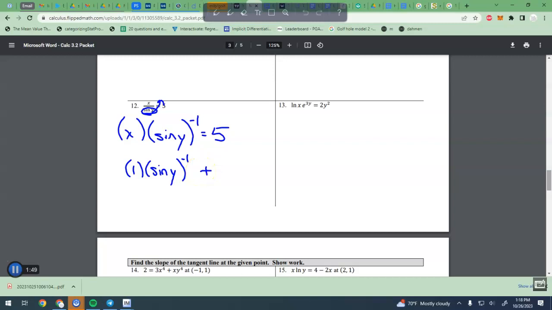Well, g prime has a couple things going on. It's a chain rule. Also, we're going to take the derivative of a y, so we're going to multiply by dy dx. Bring down the negative 1, reduce the power by 1, leave that sine of y inside, and then what do I multiply by? The derivative of the inside, which is cosine y, and then what do I multiply by? dy over dx, because I took the derivative of a y. And then the derivative of 5 is 0.